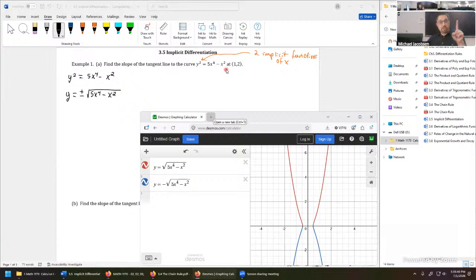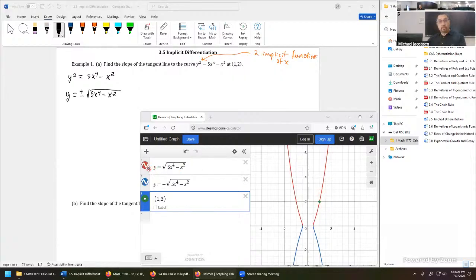It's not a curve of one single function because, observe, it fails the vertical line test, immediately and spectacularly. Any vertical line to the right of about 0.47 will fail the vertical line test, hitting the curve twice. That's why we have two implicit functions. We have a positive root, we have a negative root.